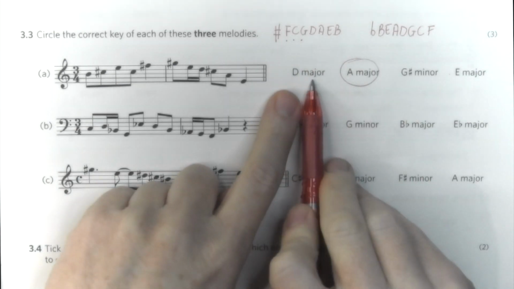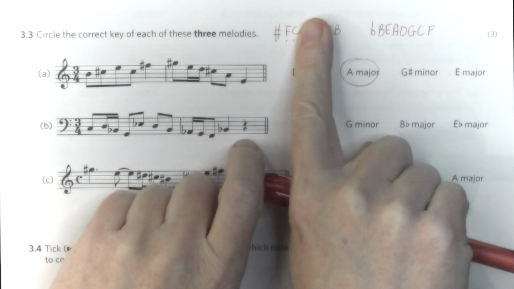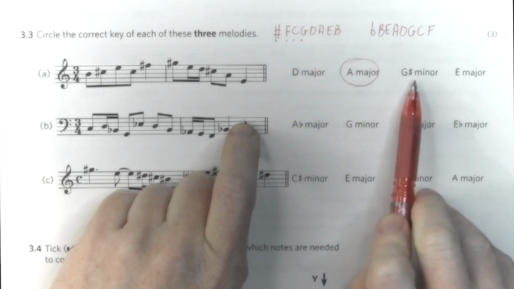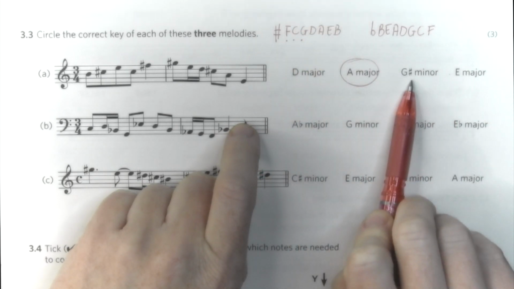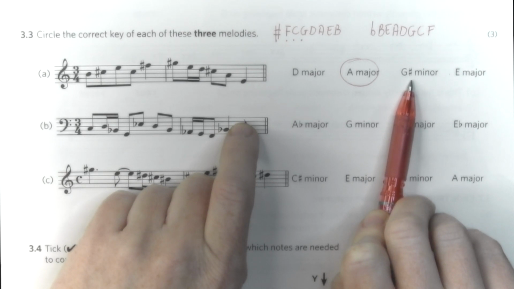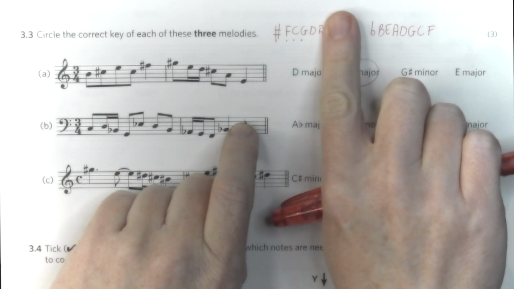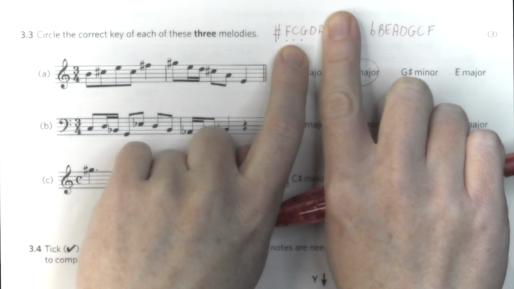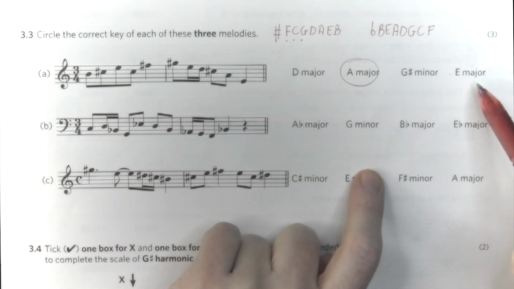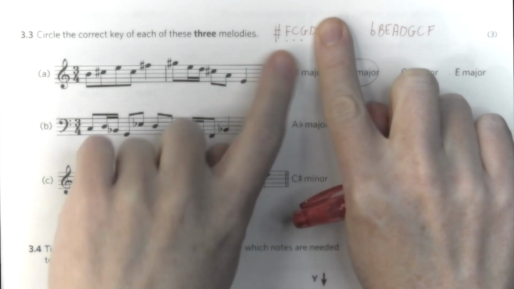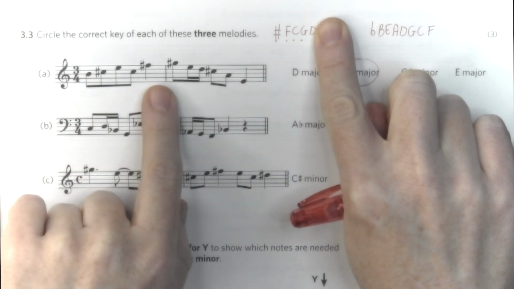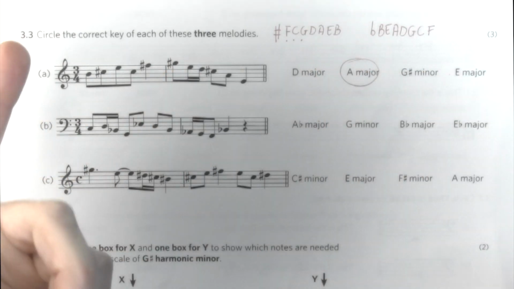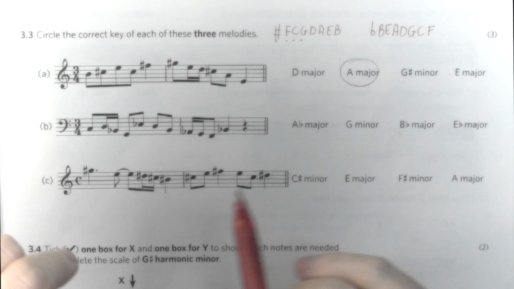It can't be D major because D major has only 2 sharps. D minus 1 semitone is C sharp. It can be G sharp minor because G sharp minor is the relative minor of B major, and B major minus 1 semitone is A, so it has 5 sharps. E major minus 1 semitone is D, has 4 sharps, so some sharps are missing here, or one is superfluous. So A major is the only possible answer.